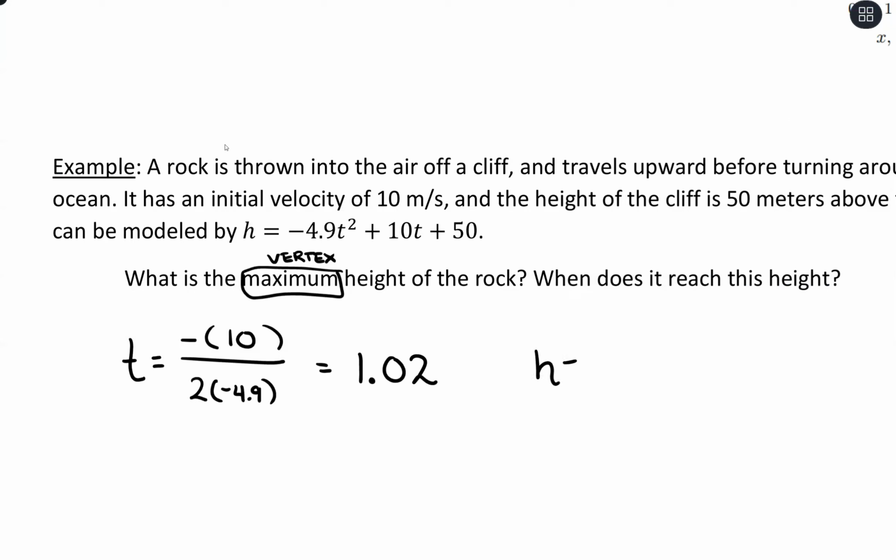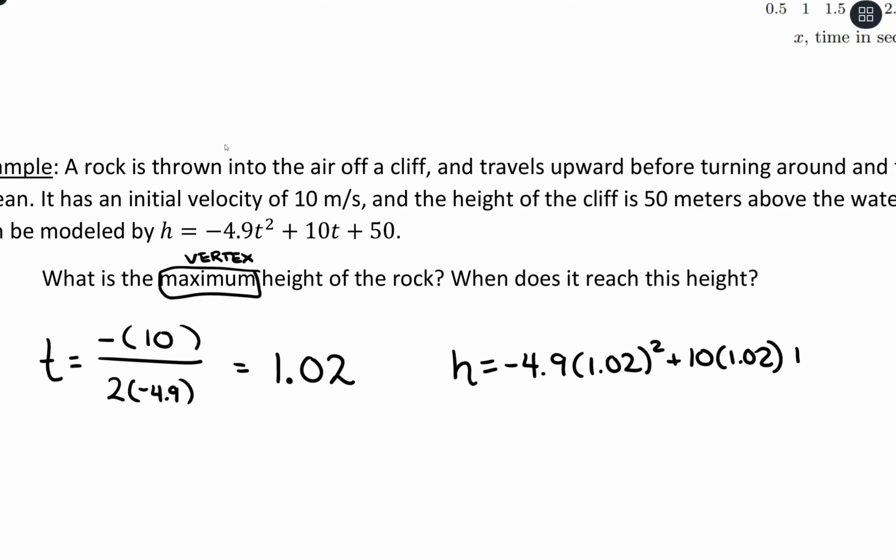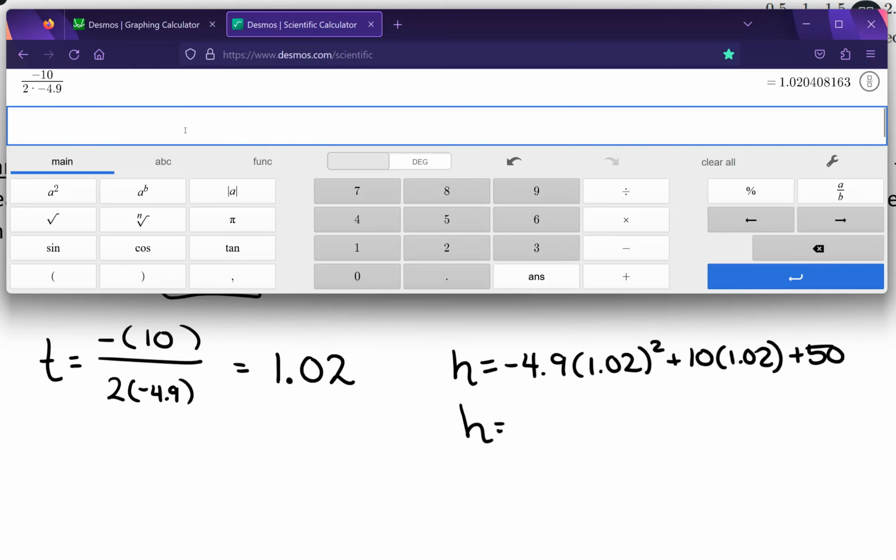And then to get the height, I'm going to plug that in for t. We can use Desmos to help us out there as well. So negative 4.9 times 1.02 squared plus 10 times 1.02 plus 50. That's giving me 55.10.